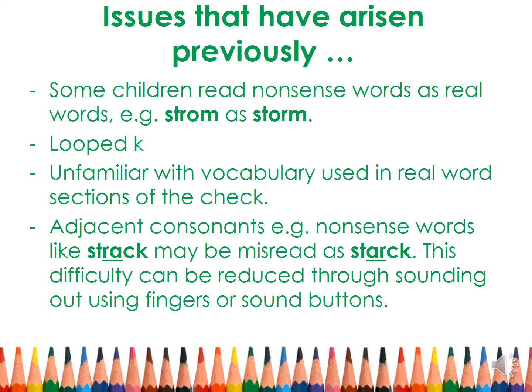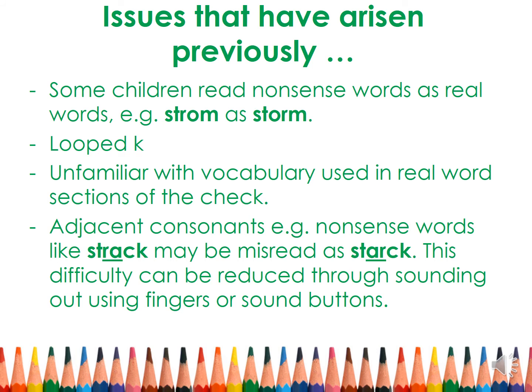In the past, some children have read the alien or nonsense words as real words. For example, they have sounded an alien word out correctly, but then when blending the sounds together, they have altered it into a real word as they think they have made a mistake. The looped handwriting of a K has caused issues in the past, so we ensure children are familiar with the handwritten letters. The children might be unfamiliar with the vocabulary used in the real word check, and so it might alter it into a more familiar word.